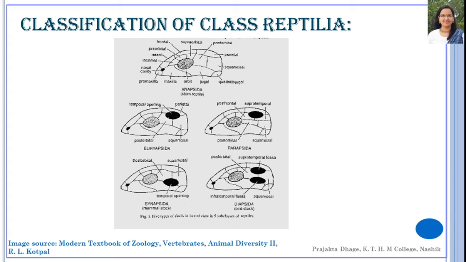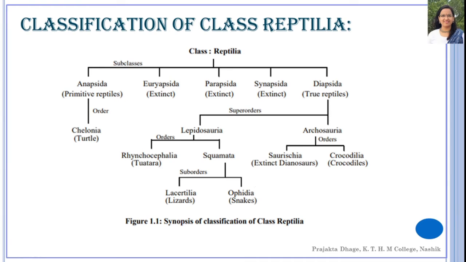Now let's see the characteristic features. We are going to deal with only two subclasses. Others are extinct. One is Anapsida and the other one is Diapsida. Here you have the summary. In Anapsida, the only living order is Chelonia. Then you have Euryapsida, Parapsida, Synapsida. Then you have Diapsida. There are two superorders in Diapsida. One is Lepidosauria and the other one is Archosauria.